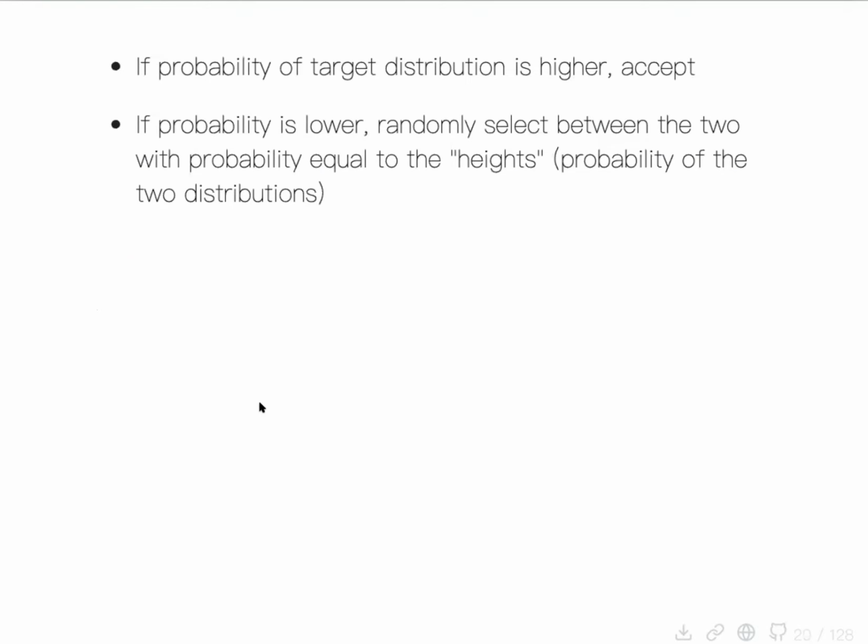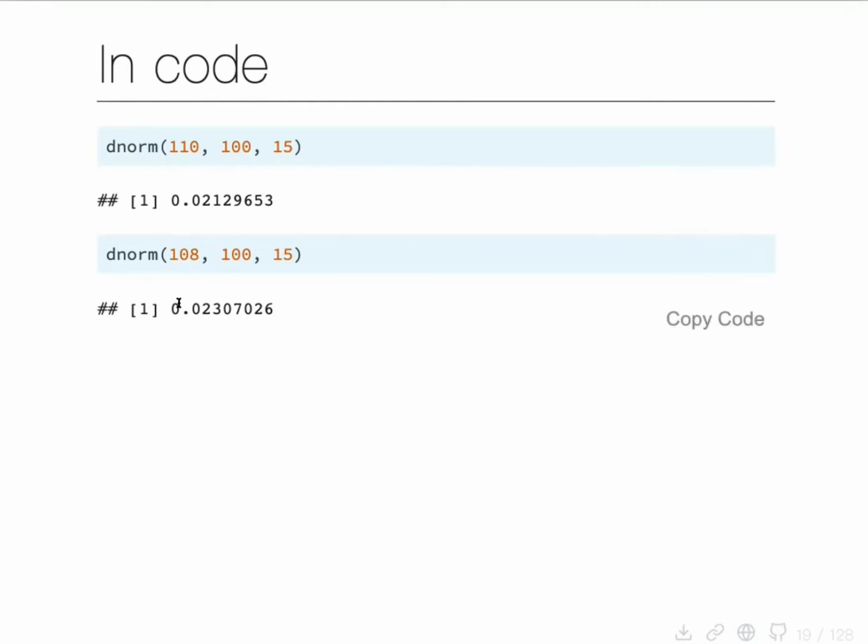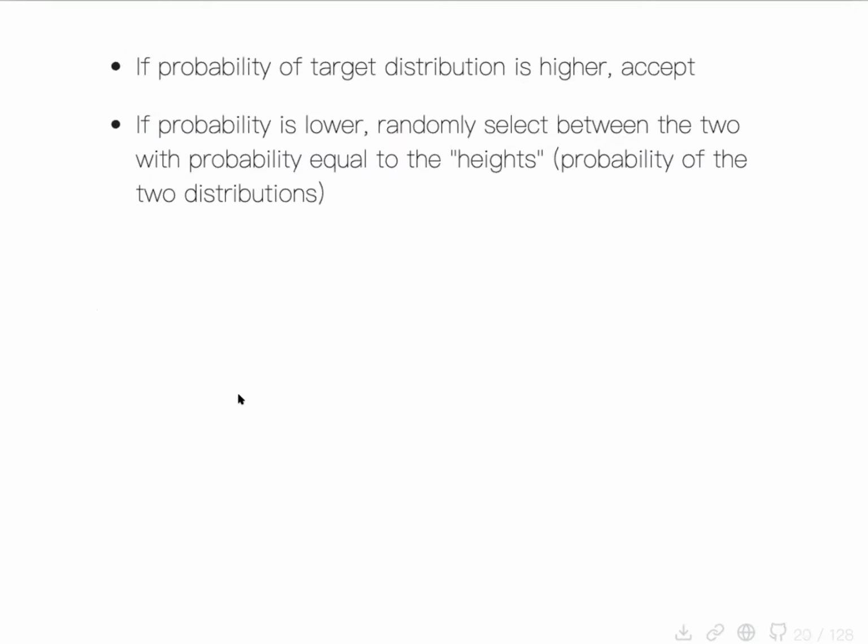Now we're going to compare these two things. If the proposal distribution has a higher likelihood, which it does in this case, then we accept it, and it becomes our new guess in our chain. If it's not higher, then we randomly sample between the two. We basically flip a coin to say which one we accept, but it's a weighted coin, weighted relative to these. So if one was 0.8 and the other was 0.2, then 80% of the time you would select the first one. So you randomly select between the target and the proposal distribution, based on their probabilities.